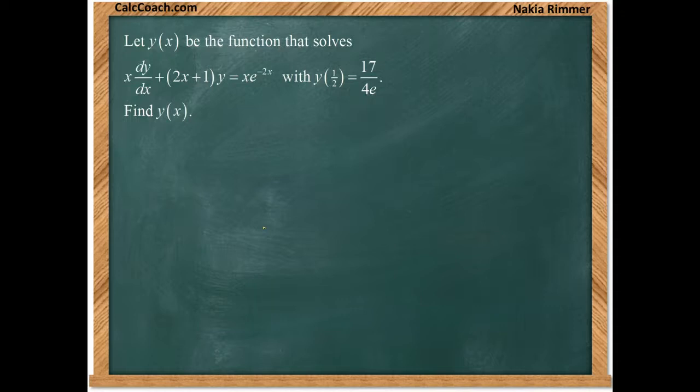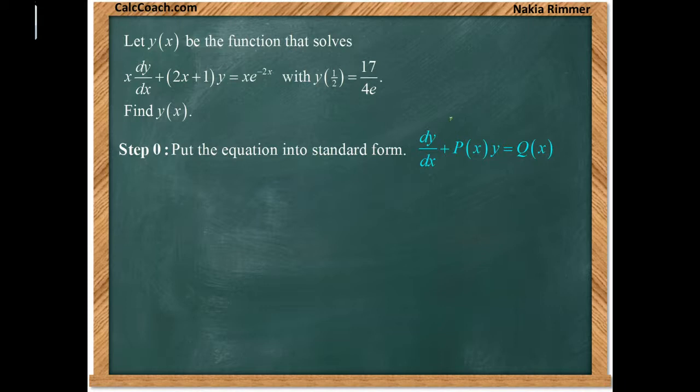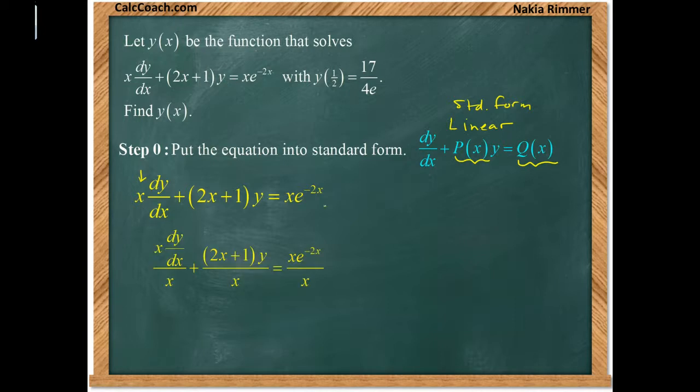The first step is that we need this in standard form. When you have a linear ordinary differential equation, the standard form is dy/dx plus some function of x times y is equal to some other function of x. So for us, this x here needs to be moved. We need to divide every single term by it. So we cancel out these x's, and we cancel out these x's.